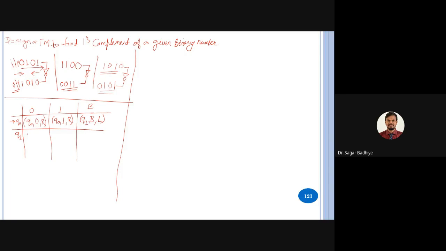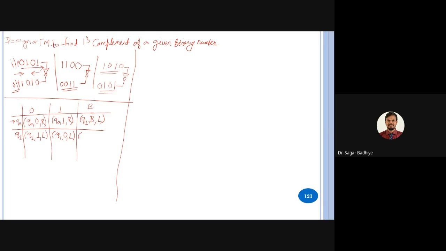Now in Q1, whatever be the input, we need to reverse it. If 0 is the input, we need to make it 1. If 1 is the input, we need to make it 0, right? So in Q1, if 0 is there, you would stay in Q1 itself, make the 0 as 1 and take a left move. You will go on doing this until you get a blank in Q1. If in Q1 you get a 1, you will make this 1 as 0, and again move to the left, and this is going to continuously happen. 0 will be converted to 1 and 1 will be converted to 0 till the point you get a blank in Q1.